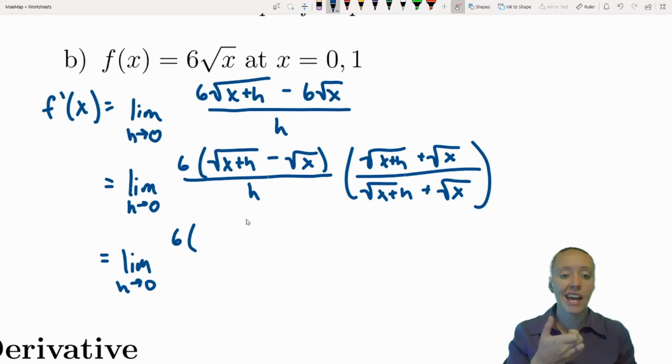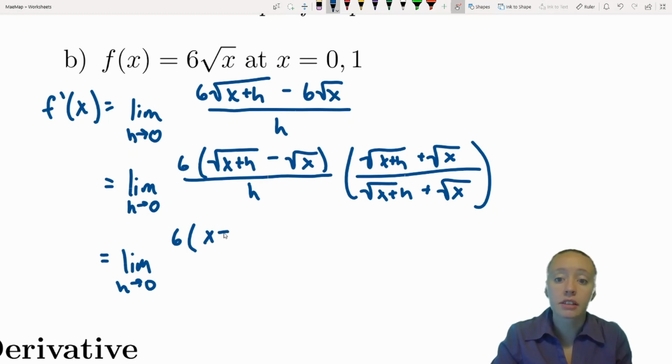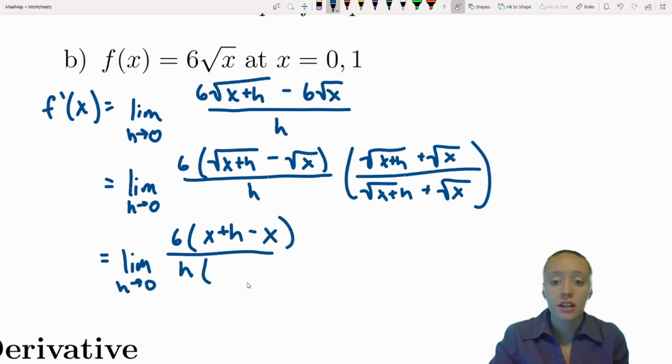So I'm just going to have a squared minus b squared. So my a squared is going to be square root of x plus h times square root of x plus h, which is x plus h. And then I'll have negative square root of x times a positive square root of x. That's going to give me minus x. And that's all over h times that conjugate, square root of x plus h plus square root of x.